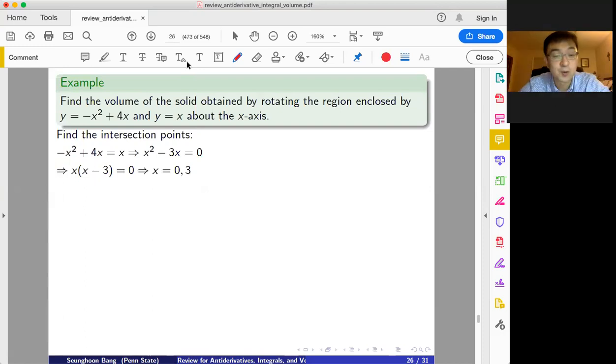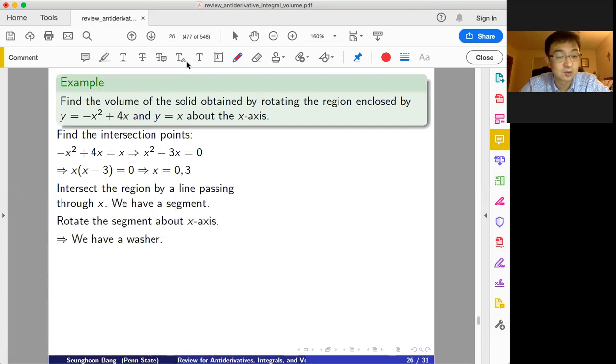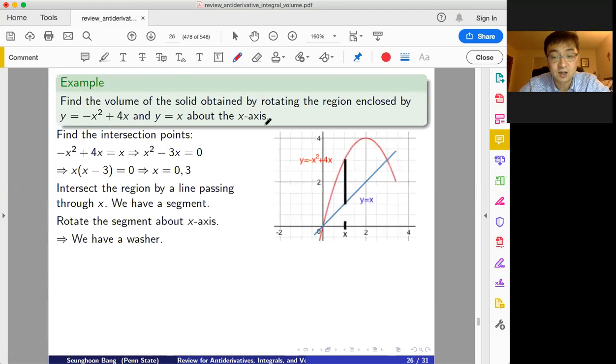These are the intersection points. I can just show it later. The graph is like this. Here, y equals negative x squared plus 4x is this curve, which opens down, from 0 to 3. The intersection points are 0 and 3. We have this. This is y equals x. We have this region, and you have to rotate it about the x-axis.